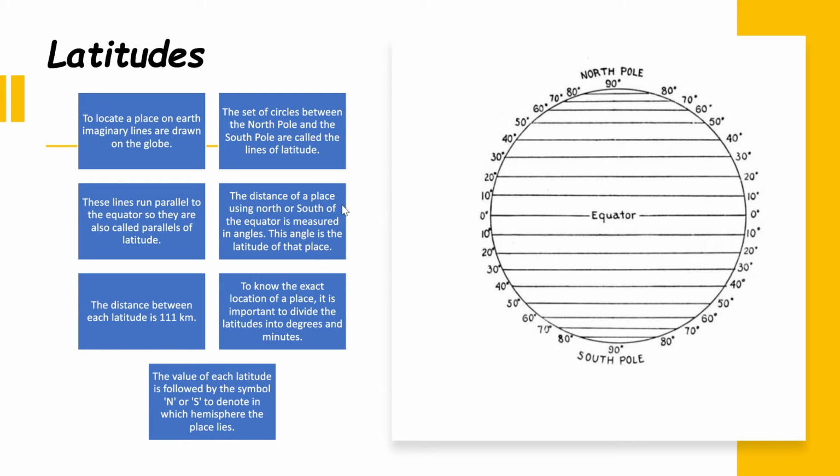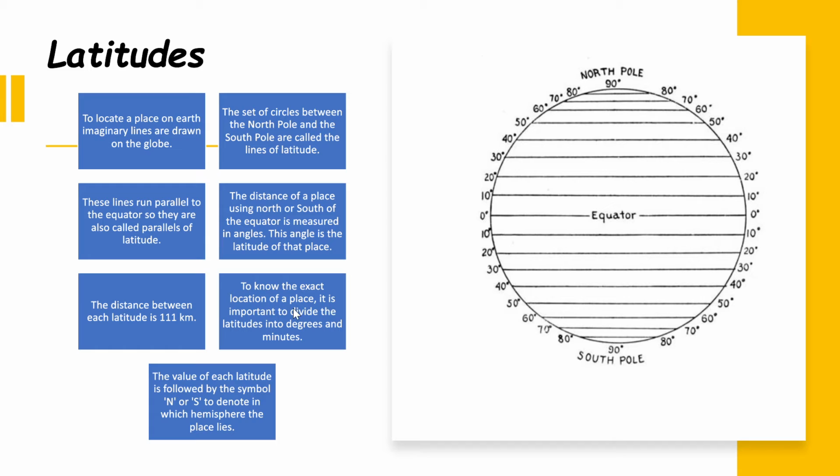The distance of a place north or south of the equator is measured in angles. This angle is the latitude of that place. The distance between each latitude is 111 kilometers. So you can see 1, 2, 3, 4 in this way. There are 90 lines of latitude in the South and 90 lines of latitude in the North.